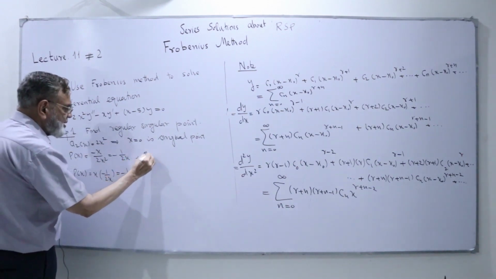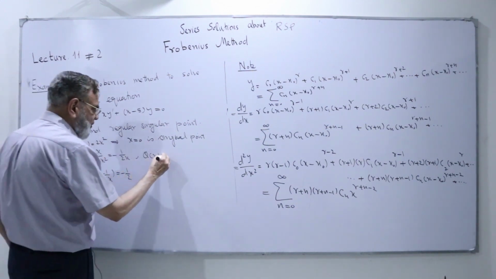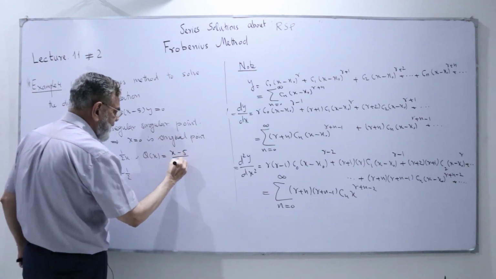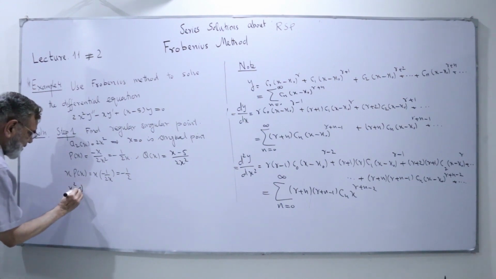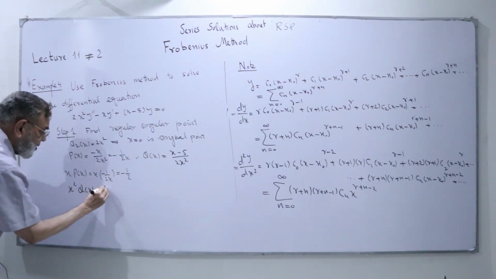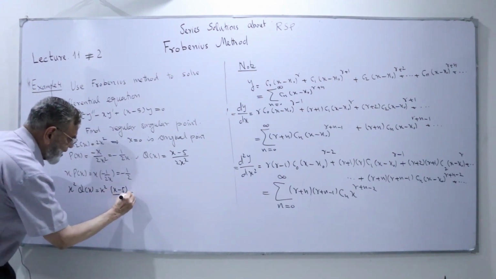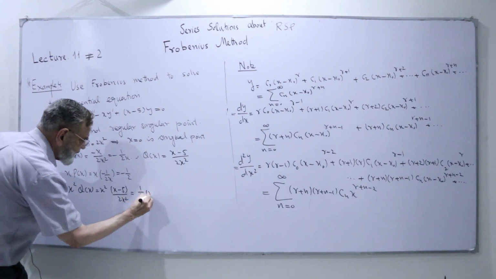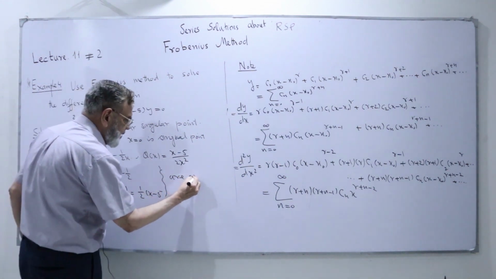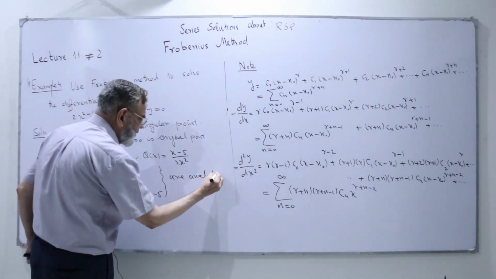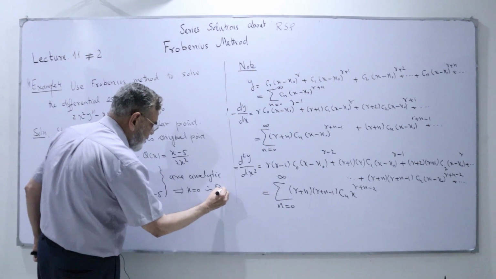So I find my q of x. My q of x, if I want to find, that's my a0 of x over a2 of x. This is x minus 5 over 2x square. Now I write here x square q of x, and this is equal to x square times x minus 5 over 2x square, and that gives me x minus 5 over 2, and these are analytic. If they are analytic, then we say this implies x equal to 0 is a regular singular point.